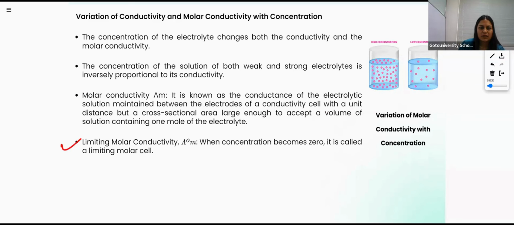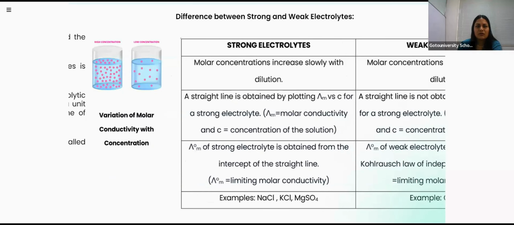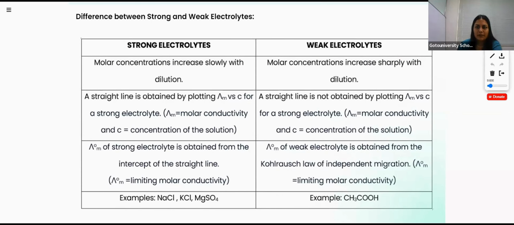And limiting molar conductivity is what? It is represented as lambda naught m. It means that the concentration of solute in the solution has become zero, and that is why it is called limiting molar conductivity. All right. Now, as we have discussed, there are two types of electrolytes, strong and weak electrolytes. Sometimes a question comes in the exam where the examiner can ask the difference between strong and weak electrolytes. All right, so let us discuss them.